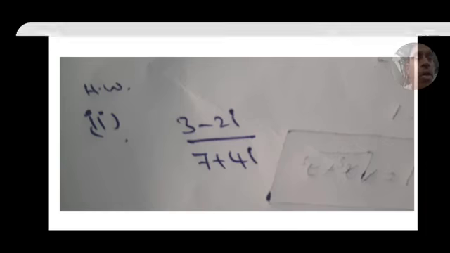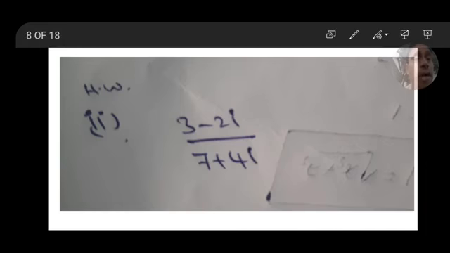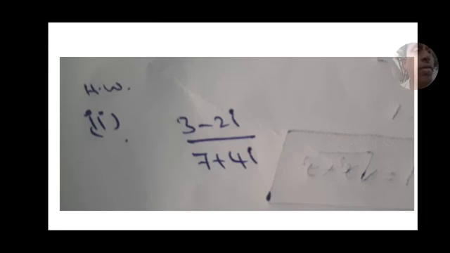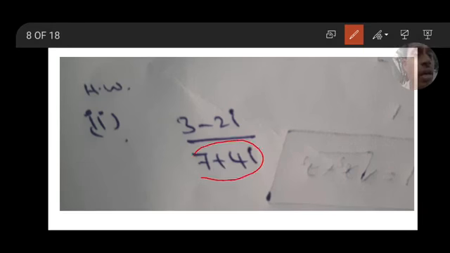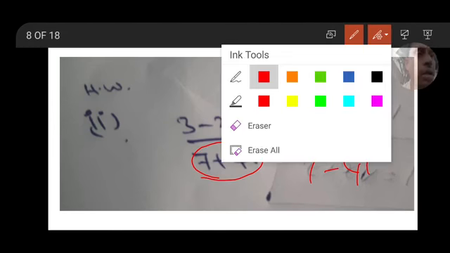Next problem, homework: 3 minus 2i by 7 plus 4i. Here 7 plus 4i is in the denominator. You have to multiply and divide with 7 minus 4i and simplify, and you get the answer. Okay.